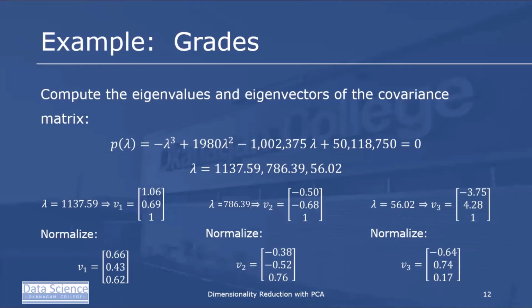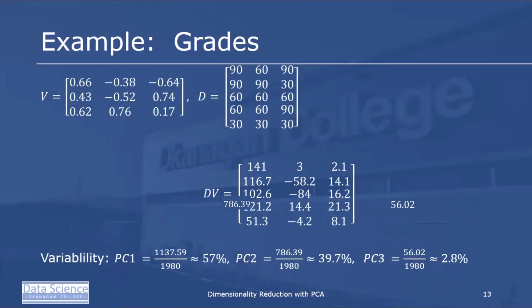Okay, taking those eigenvectors, we can form our matrix V. And so V is the matrix 0.66, 0.43, 0.62, negative 0.38, negative 0.52, 0.78, negative 0.64, 0.74, 0.17. We multiply D, our original data, by V, and we get our matrix DV.